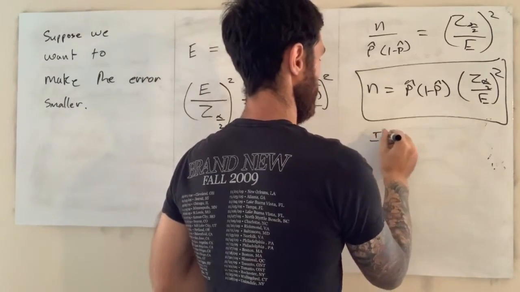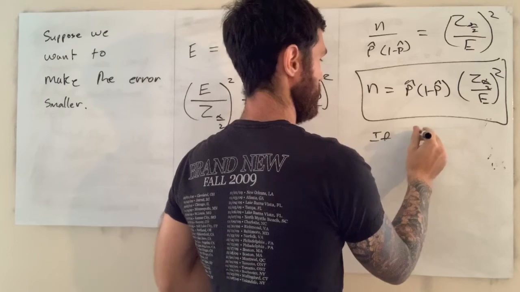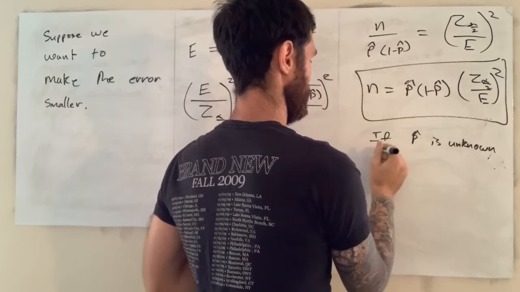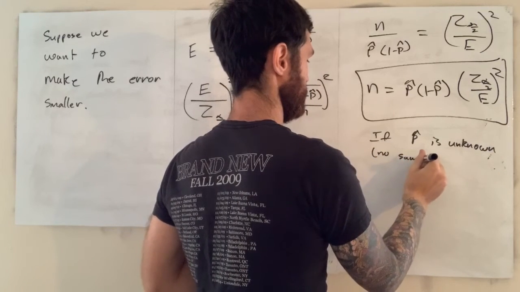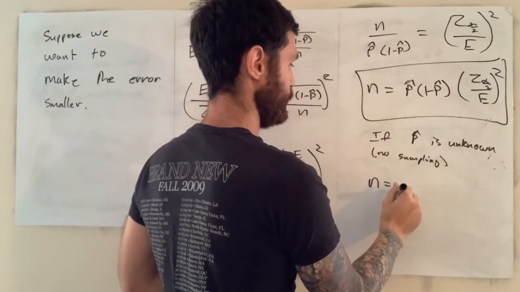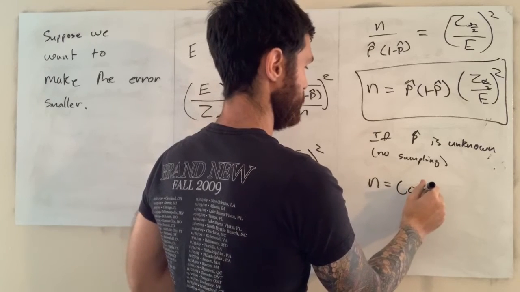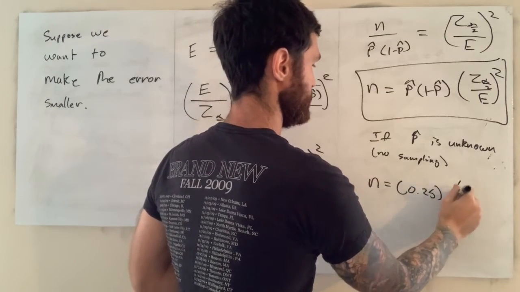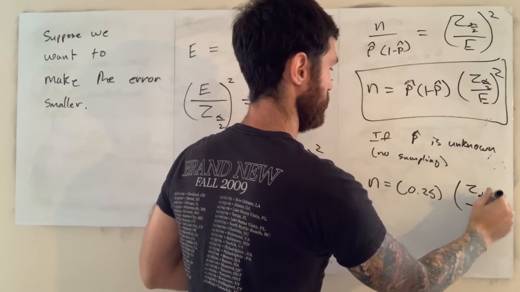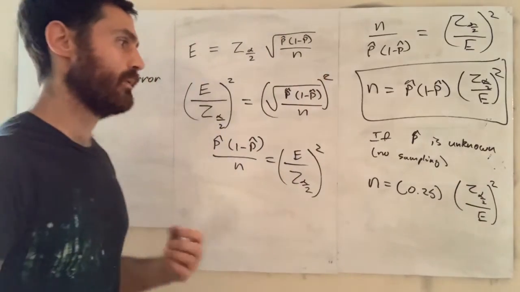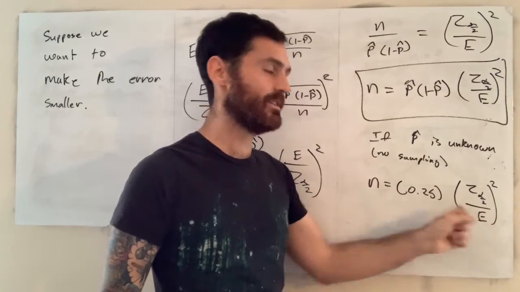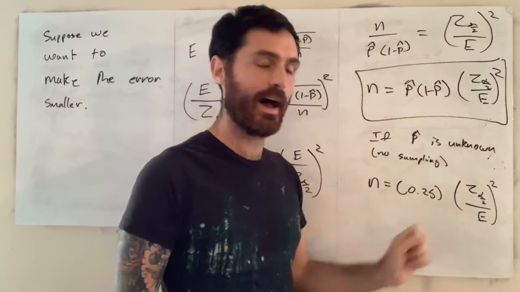So if p hat is unknown, because you haven't done any sampling yet, then use n equal to 0.25 times this term here. And so remember, this is again when you have a specific error in mind and you want to keep within that.